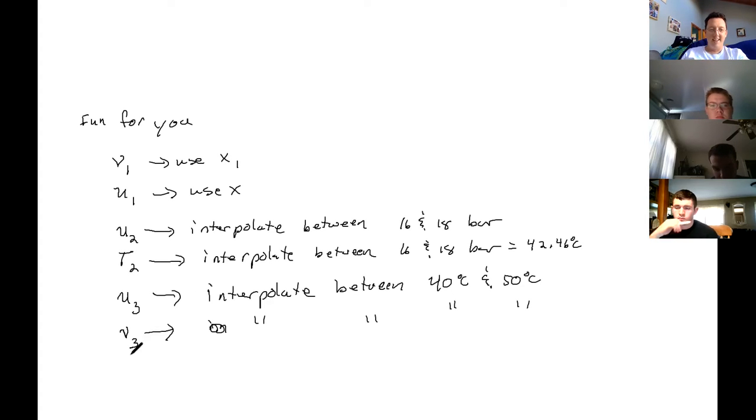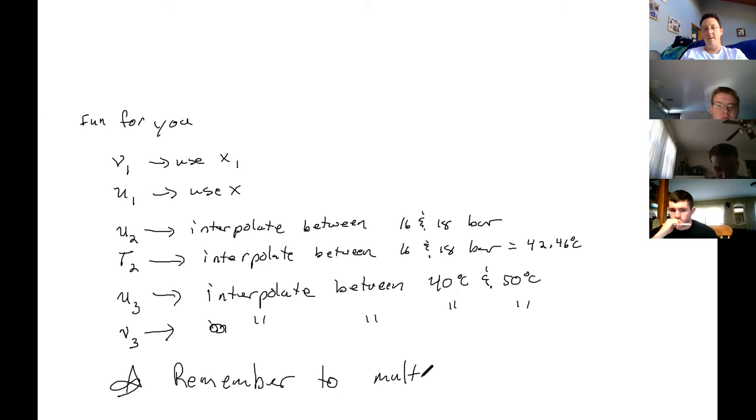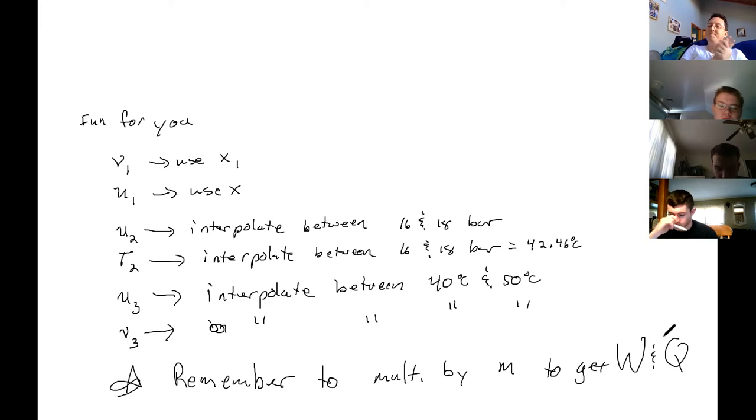So, and then remember to multiply by mass to get capital W and capital Q. Don't forget that. Personally, I always forget that. If I screw this up, that's what I do.